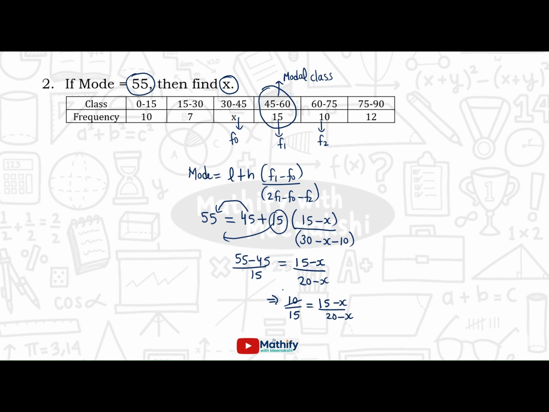Now cut with the table of 5, 2 by 3, and you can do cross multiplication. Just make a bracket because it's a binomial. That is 2 into (20 minus x). You can write 40 minus 2x is equal to 45 minus 3x. Transpose 40 to this side and 3x to this side. You will get 3x minus 2x is equal to 45 minus 40. That means x is equal to 5. So that is your final answer. Let's move to the next question.